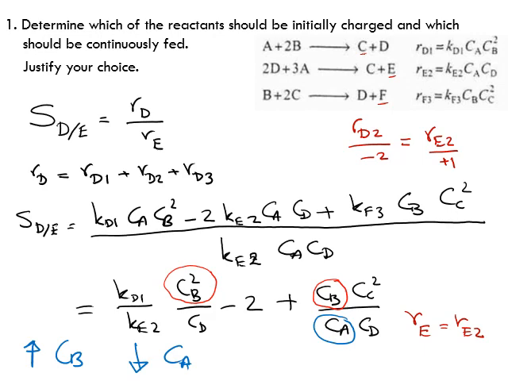So how do you do this? How do you maintain high concentration of B and low concentration of A throughout the reaction? Simply by initially charging the reactor with B, with pure B actually. This will ensure that you have high concentration of B, and slowly but continuously adding A to the reactor will ensure that you have low concentration of A. I hope this is clear.